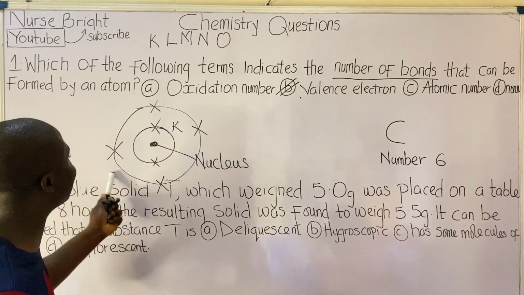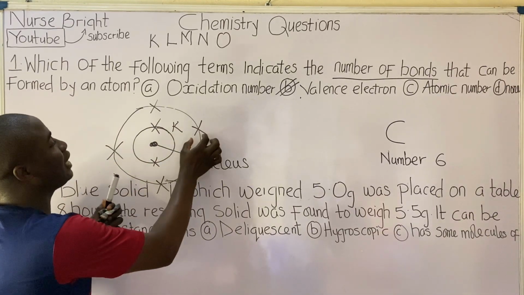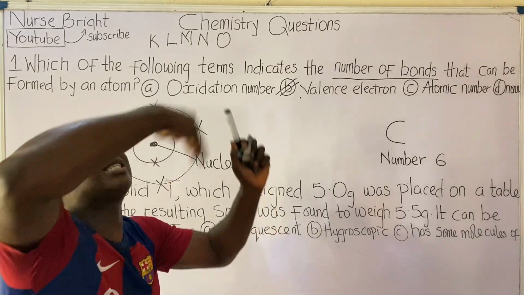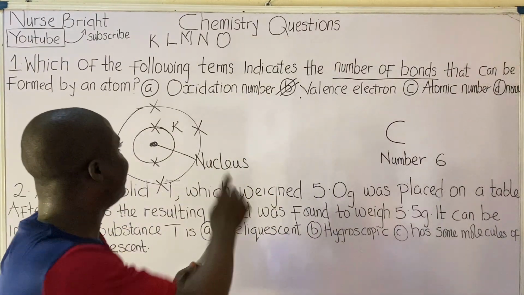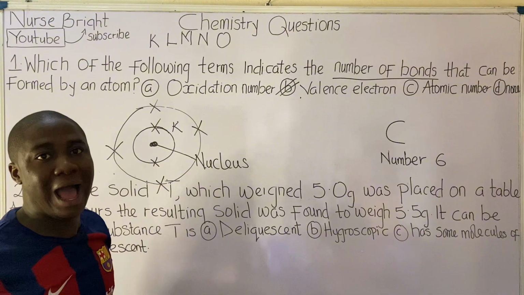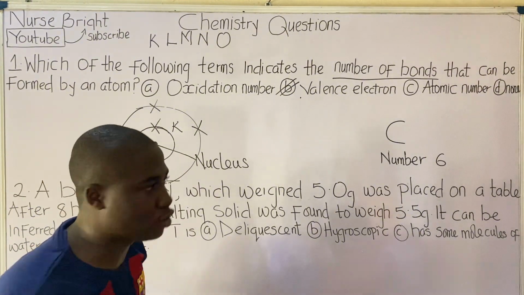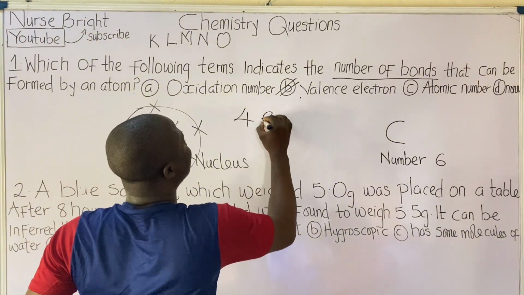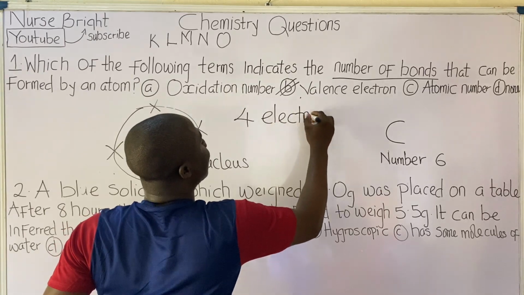So you can see that at the valence shell, valence electron means electrons in the outermost shell. This is the outermost shell. And how many electrons are here? 4 electrons. So since you're having 4 electrons in the outermost shell, it tells us that.